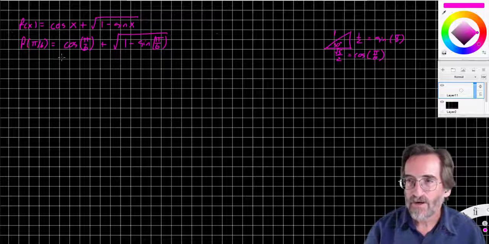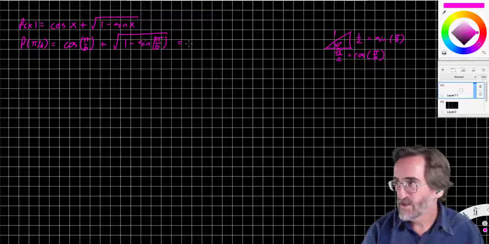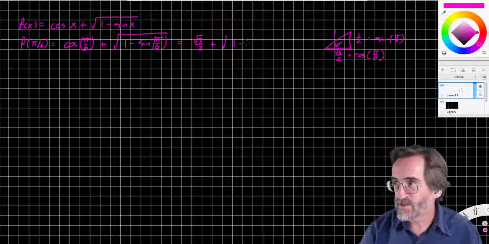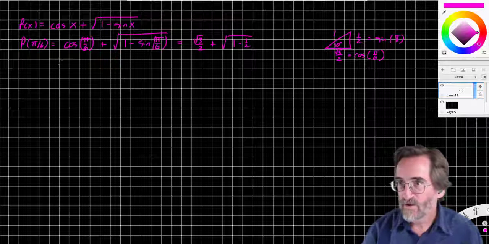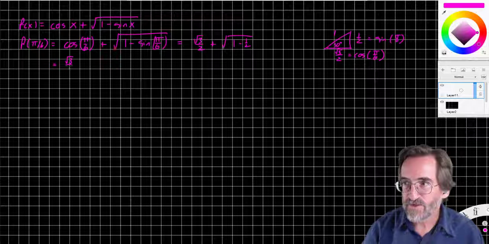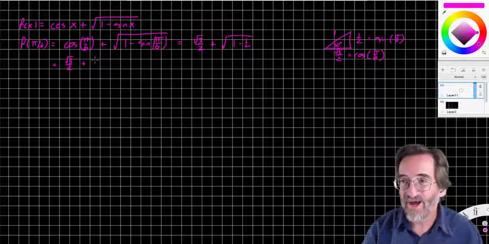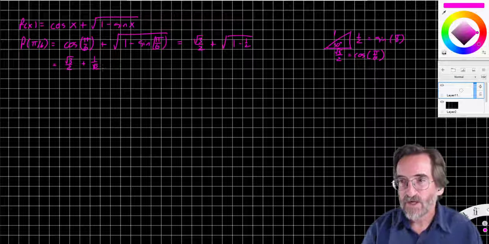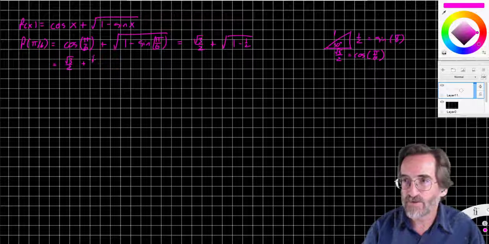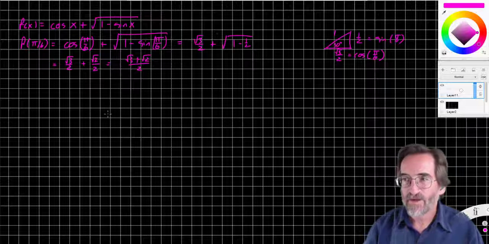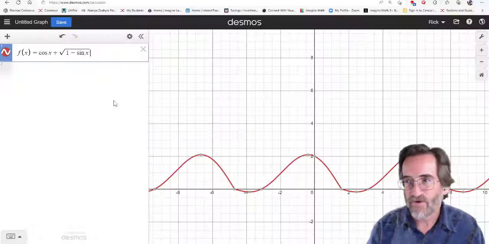So cosine pi over 6 is root 3 over 2. 1 minus sine pi over 6 is 1/2. So we have root 3 over 2 plus the square root of 1 minus 1/2. The square root of 1/2 is 1 over square root 2. If I rationalize the denominator by multiplying by root 2 over root 2, I get root 2 over 2. So this can be simplified to root 3 plus root 2 over 2. Let's go back to Desmos and verify that that works.